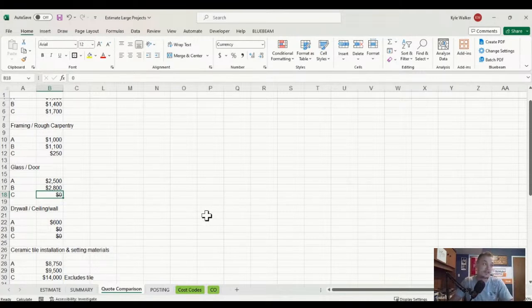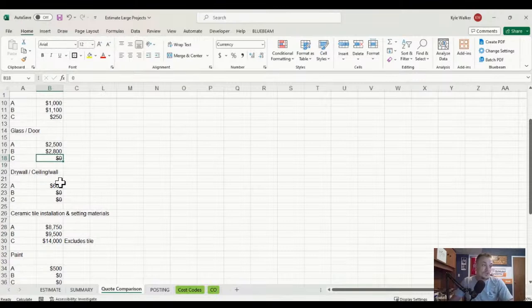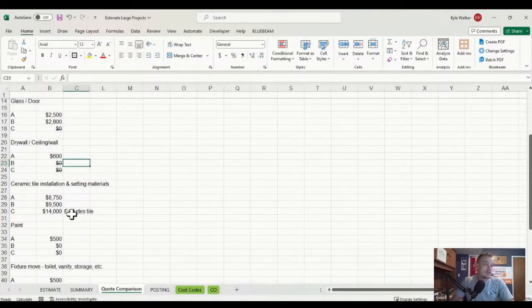It's very fragile. Drywall, neither of the other two companies included drywall, so they're at a zero cost for that. The ceramic tile, I was at 8,750, contractor B's at 9,500, contractor C's at $14,000.